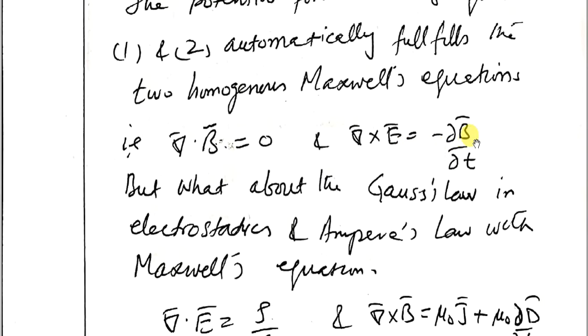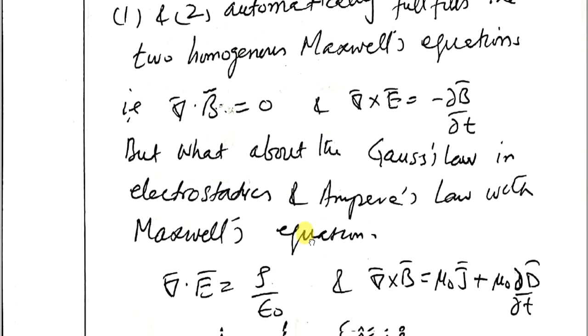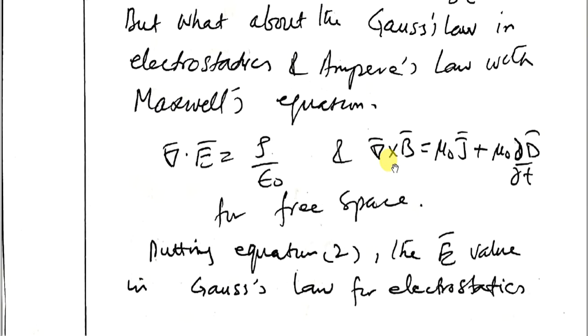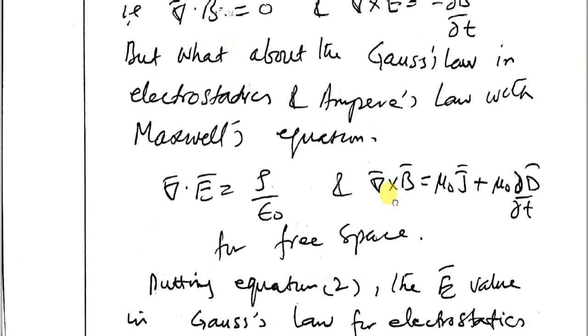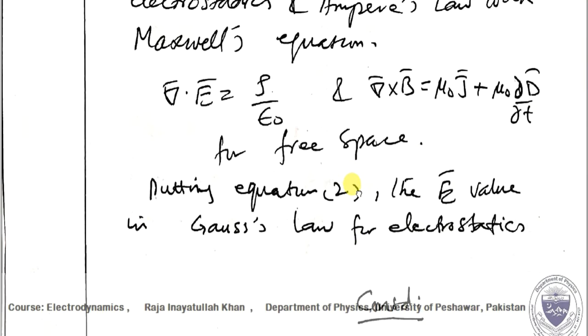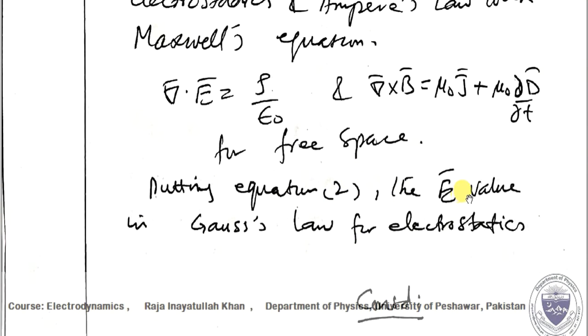But what about Gauss's law and Ampere's law with Maxwell's correction? Gauss's law is given as divergence of E is equal to rho by epsilon naught. Ampere's law: curl of B is equal to mu naught J plus mu naught epsilon naught delta E by delta T, for free space. So putting the value of E from equation 2 into Gauss's law for electrostatics, we now take the new form.